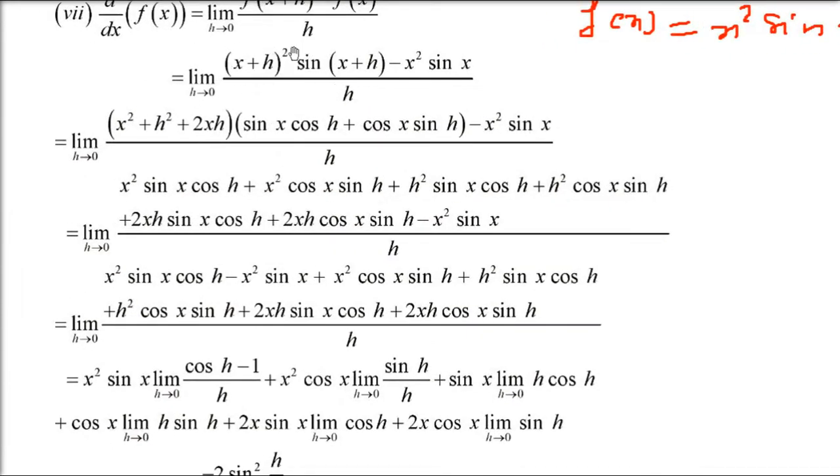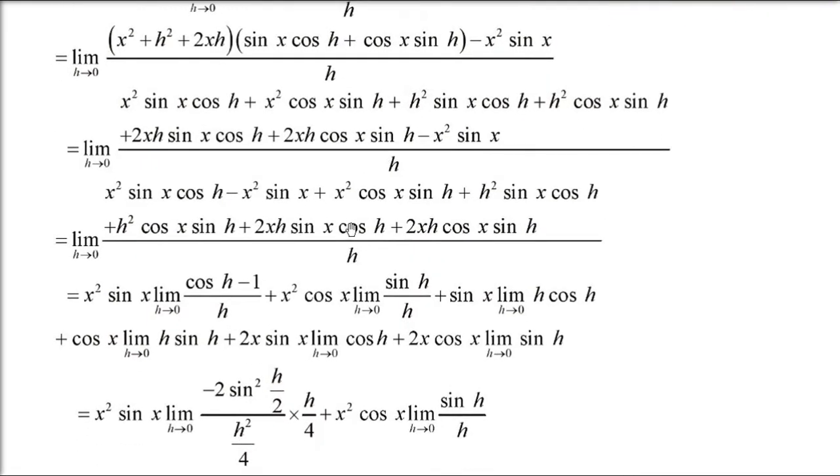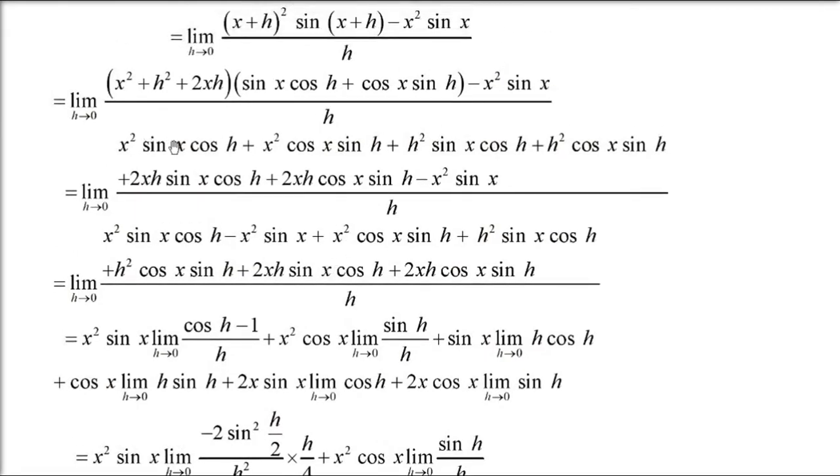Now just open this, x plus h whole square. So a plus b whole square, a square plus b square plus 2ab. And then we have sin x plus h. So now multiply this. So each term you have to multiply. A long expression will become. Don't worry about that. So just open this. Most of the things we are going to handle.